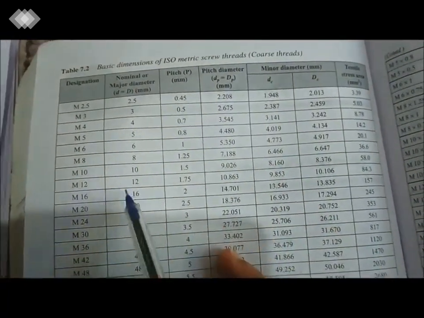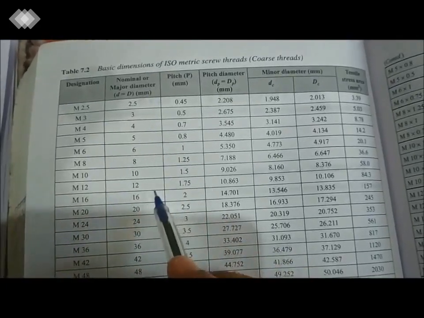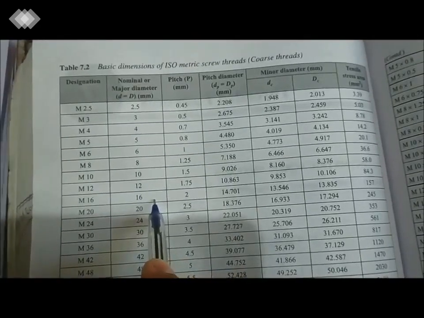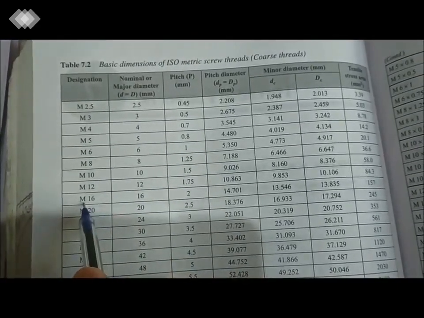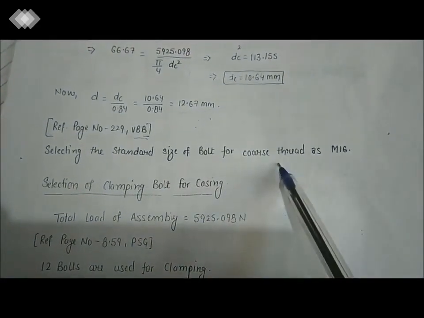So let's refer the standard table. So we have 12 point something, the value of D. So here the next value is 16. So we select the bolt for M16. So selecting of the standard size of the bolt, coarse thread M16.